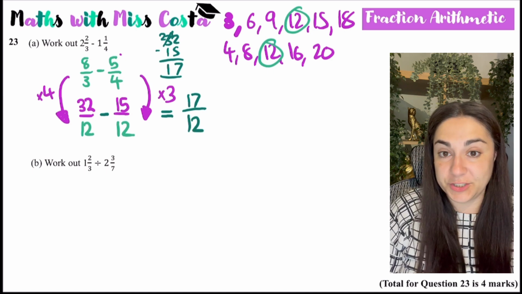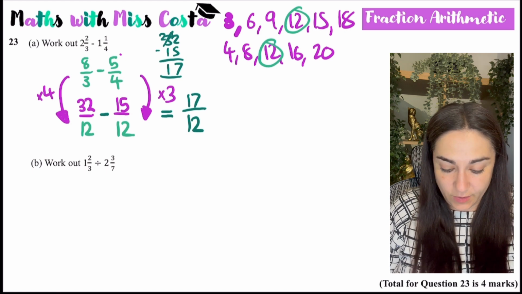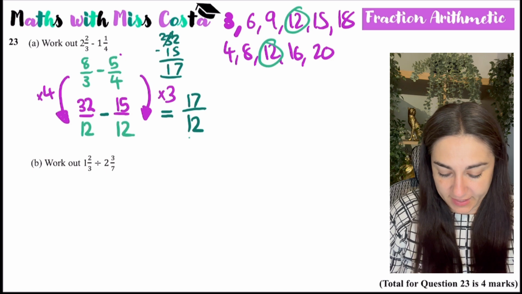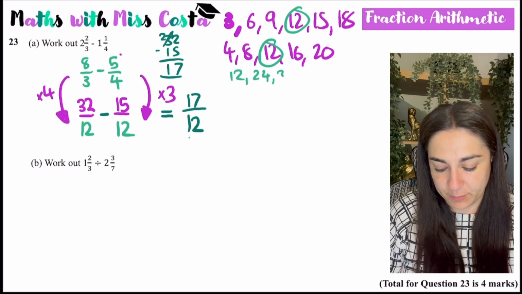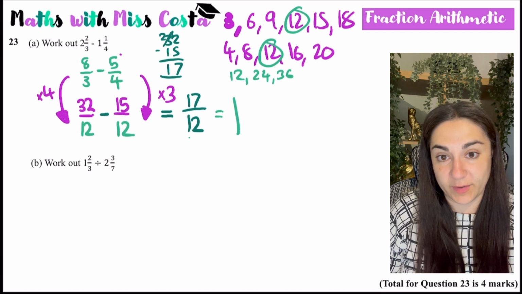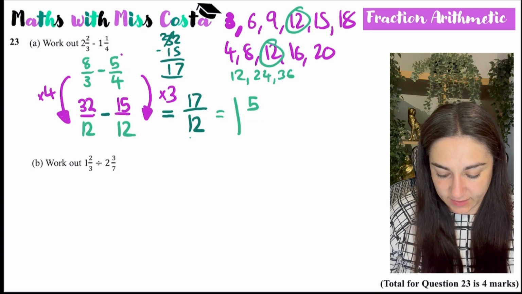Now they haven't asked you to simplify your fraction or write it as a mixed number, but if they did, what you would do is think to yourself, okay, to turn it back into a mixed number, how many times does 12 go into 17? Well, I know the 12 times tables is 12, 24, 36. So I know that one lot of 12 fits into it, remainder 5. So I'd write it as 1 5/12.